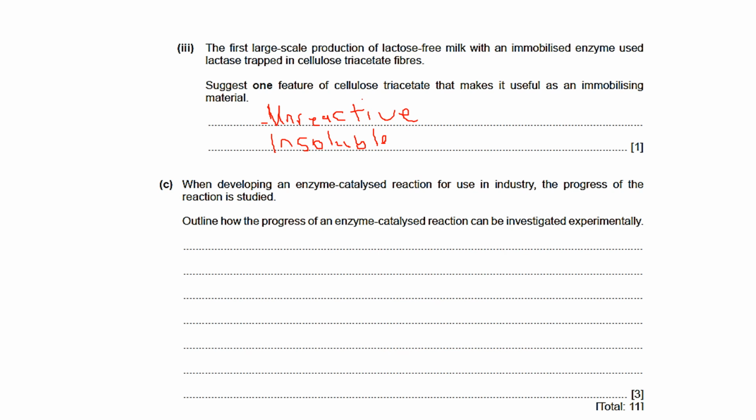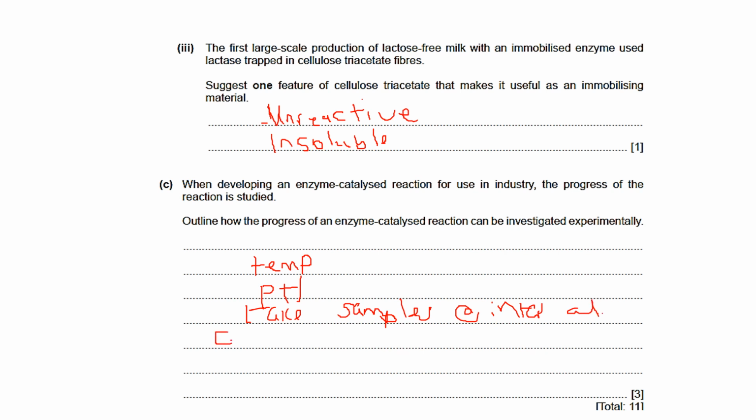So if you want to investigate an enzyme catalyzed reaction experimentally, first of all, think of the factors that affect enzyme activity. So you want to think of things like the temperature. You need to keep the temperature constant. You need to keep your pH constant as well. Obviously, you need to take samples of your reaction so that you can figure out the product. So take samples at intervals. That's a very important one.